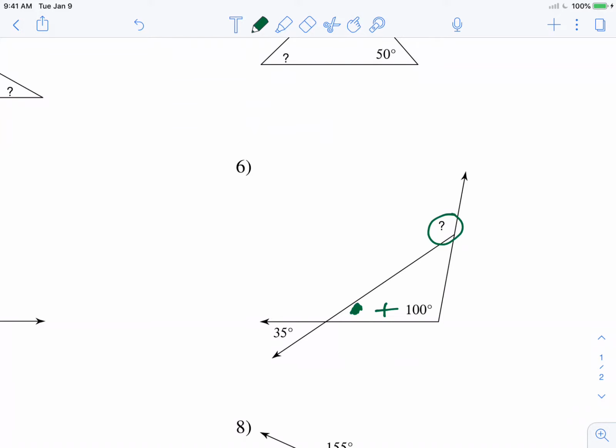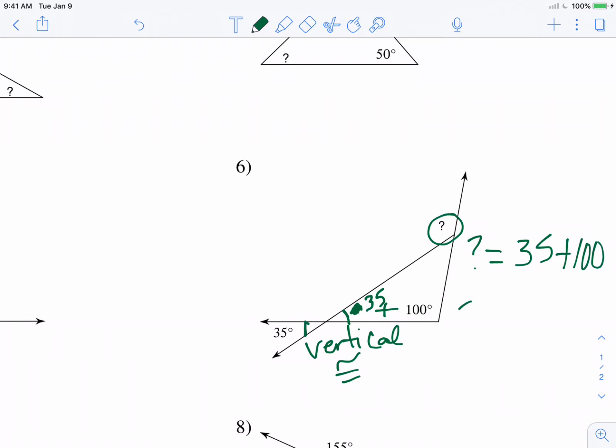So I know that this angle here and this angle here are vertical. So I know that they are congruent. So that means if this side is 35, then this side is 35. Then I know that my question mark is going to equal 35 plus 100, which would make the answer 135. Okay?